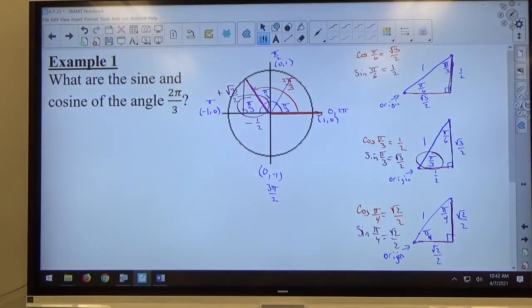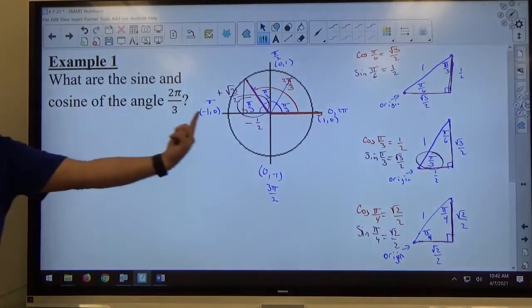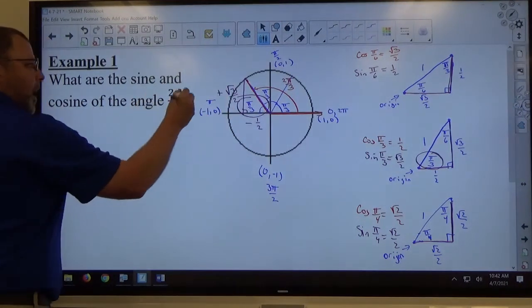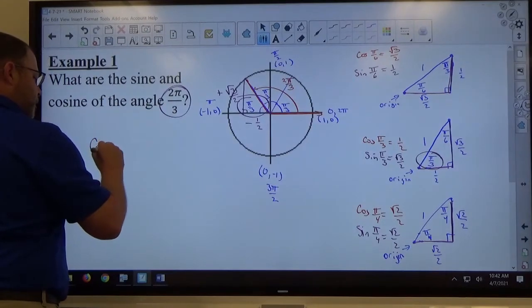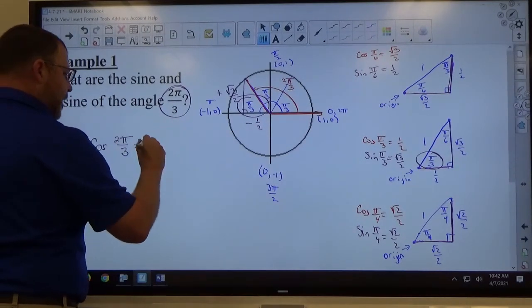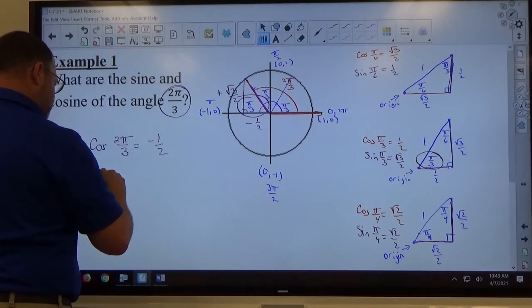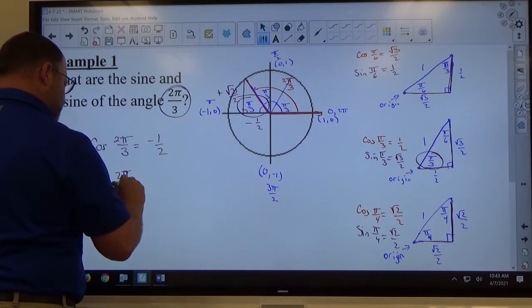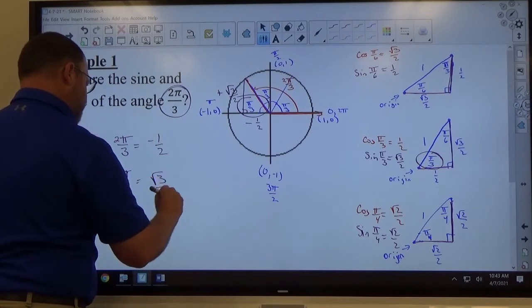Use your reference triangles to establish the sines and cosines. This is cosine, this is sine. So my angle I'm working with is 2 pi over 3. Cosine equals -1/2. Sine of 2 pi over 3 equals positive square root of 3 over 2.